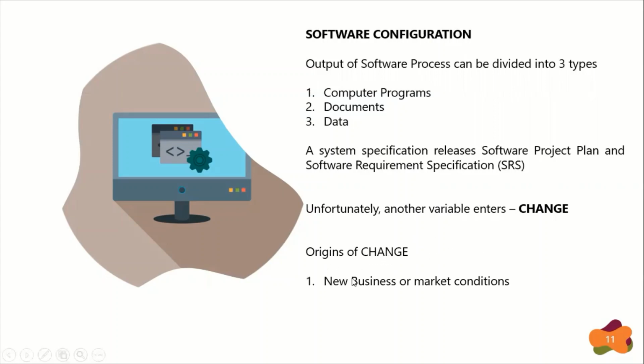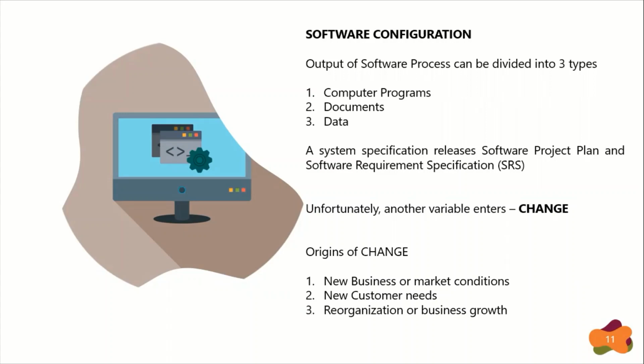Number one, new business or market conditions. When we are entering into a new business or when the market conditions change, then there is a change in product requirements. Number two, new customer needs demand modification of data produced by your system, or they demand a new functionality delivered by a product, or they demand a new service delivered by a system.